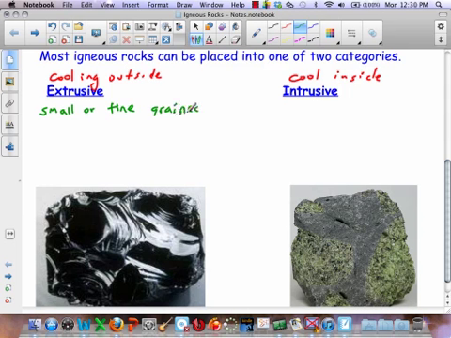The black one is called obsidian. Perfect example of that right here is the obsidian. And in fact, when you look at that, you can't even see the grains. That's because there are no grains. Obsidian cools so rapidly that the grains don't even have time to create a mineral structure. And so you get this kind of glassy look to it.